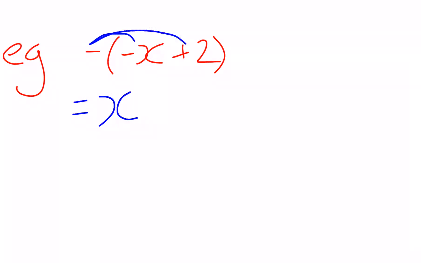-1 times 2. A negative times a positive is a negative. 1 times 2 is 2. I get x minus 2. It's worth noting when you multiply something by -1, all that happens is we get the signs changing to the opposite.